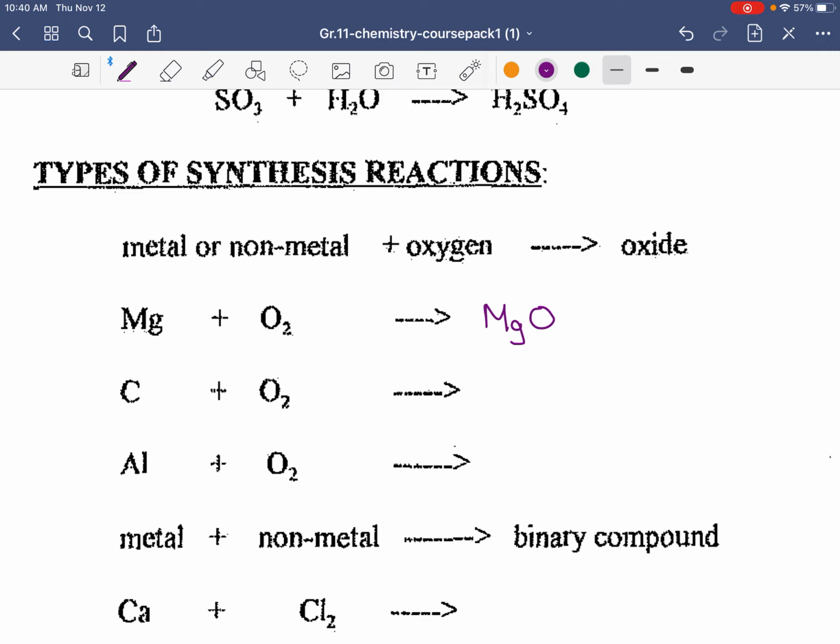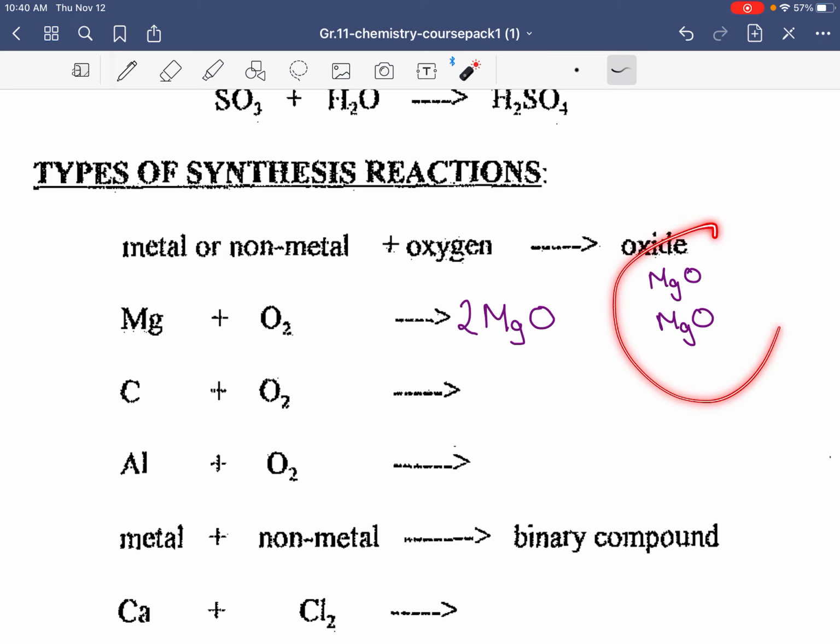That's wrong. The only place that you're going to put a 2 is in front of the chemical formula, because this right here actually means 2 magnesium oxide. You didn't change the chemical here. It's still magnesium oxide. By putting a 2 here, you're saying that there's 2 of these magnesium oxide. 2 moles to be exact. Okay?